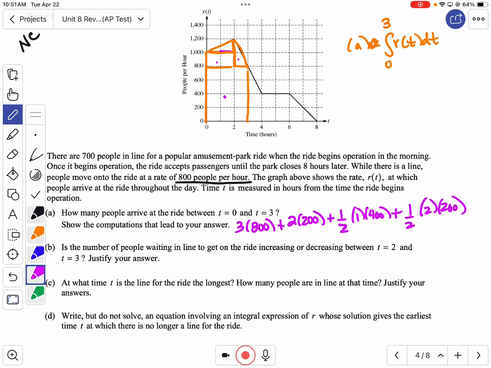Okay, I did 4 shapes. You can do as many or as little shapes as you want, but those were the 4 I saw. 2 triangles and 2 rectangles. And then I didn't do all that calculation, but I got 2,400 plus 400 plus 200 plus 100. So 3,700. Did I miss one?